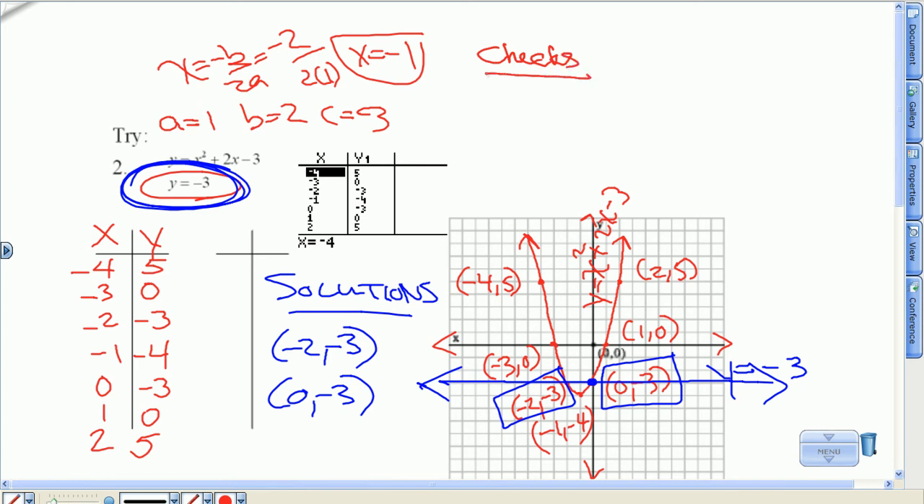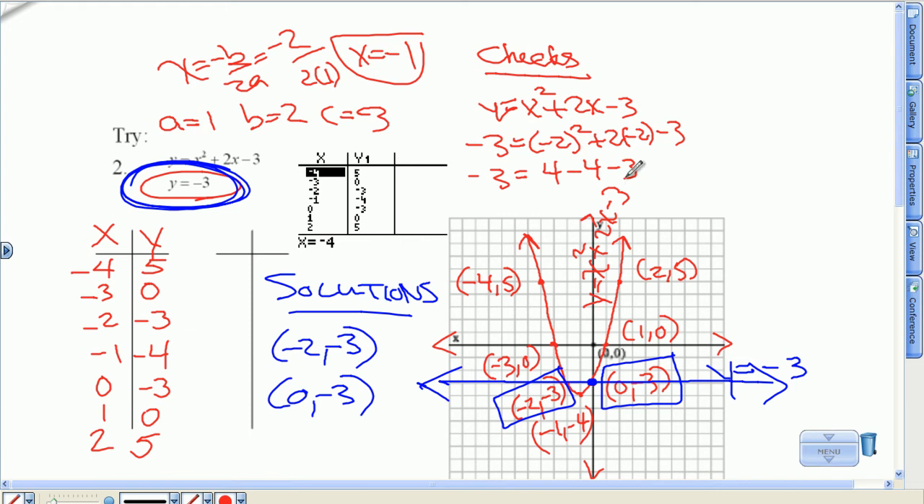I'm going to take that first equation, y equals x squared plus 2x minus 3. I'll take one of my points, which is negative 2, negative 3. Y is negative 3, x is negative 2. I'm just going to do order of operations on the right. So exponents first, then we can do multiplication. 4 minus 4 is 0, so I get negative 3 equals negative 3, and it checks.